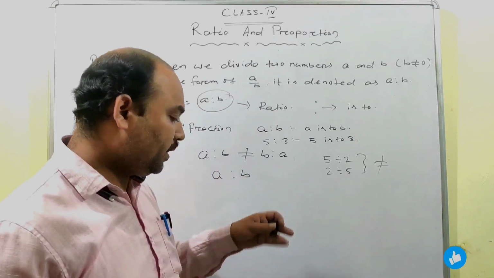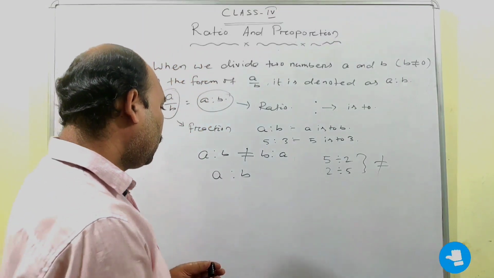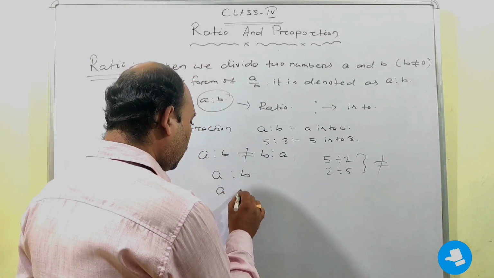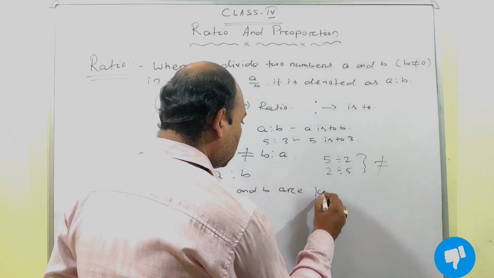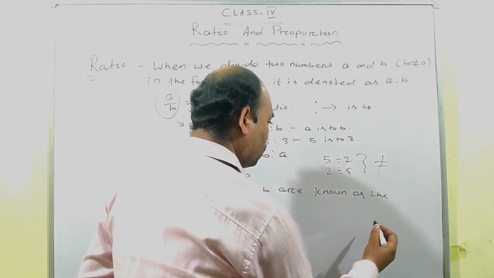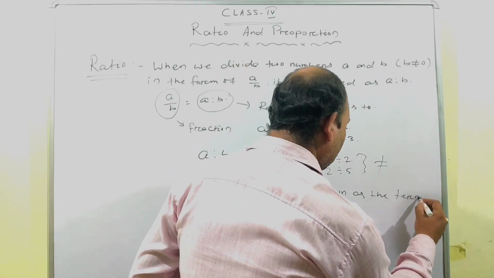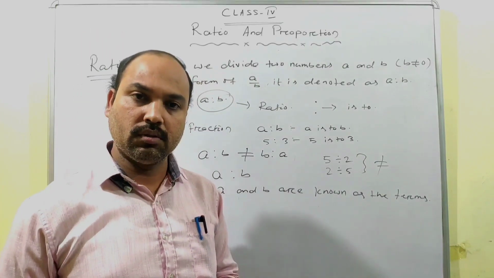Here, A and B are known as A is to B. A and B are known as the terms.